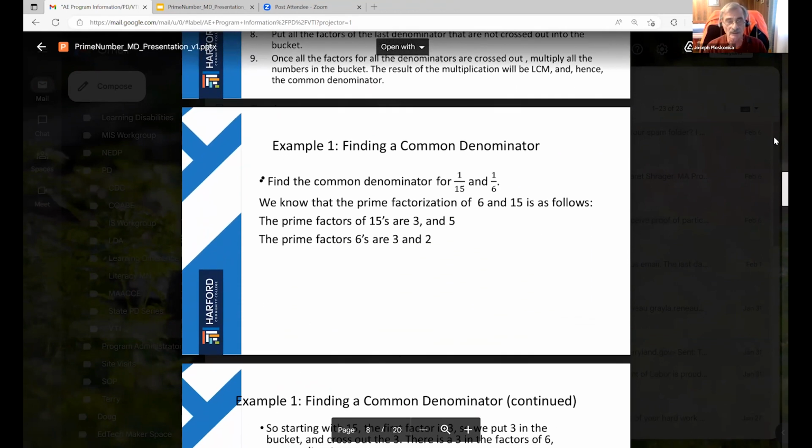This will become clear when you look at a couple of examples. So let's look at the first example. Consider you're trying to add the two fractions, 1/15 and 1/6. Well, we know the prime factorizations of 6 and 15. The prime factors of 15 are 3 and 5, and the prime factors of 6 are 3 and 2. Next slide, please.